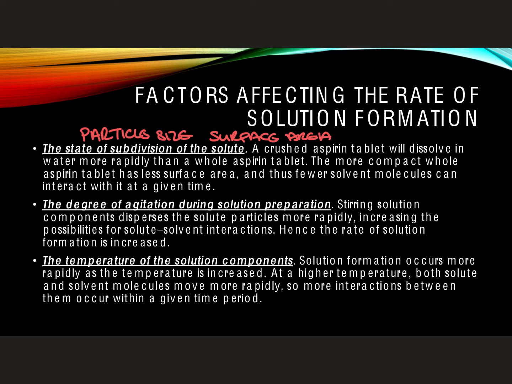For the next one, it says degree of agitation during solution preparation. So this is stirring. If you stir something, your solid is going to dissolve much more quickly than if you just dump it in and let it sit. This again is giving more interaction between the solvent and the solute, which is going to increase the rate of solution formation. Third one, temperature of the solution components. This is kind of like stirring. Remember, temperature increases the kinetic energy of your molecules, making them move around faster. So they're moving around more on their own, interacting more, and therefore dissolving more quickly and forming a solution more quickly.